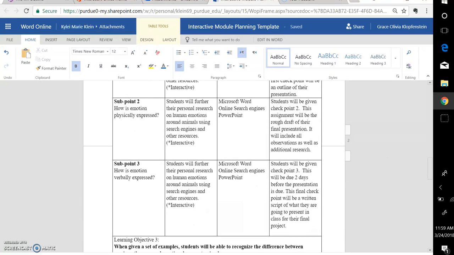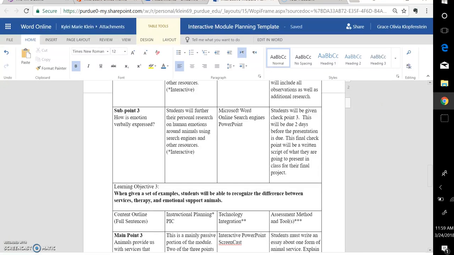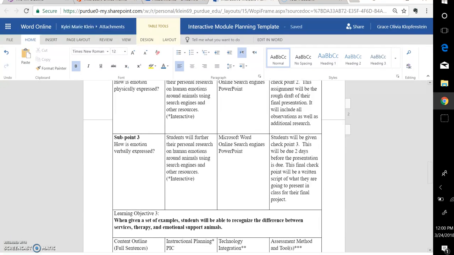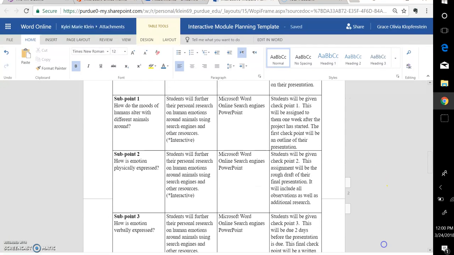In checkpoint 2, the assignment will be a rough draft of their final presentation, and it'll include all of their observations and additional research. And then the very last assessment will be checkpoint 3, which will be due 2 days before the presentation is due. The final checkpoint will be a complete written script of what they're going to present to the class, and they will turn that in to me.